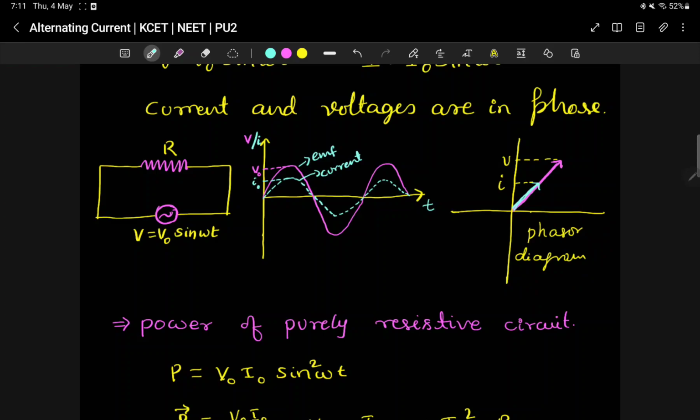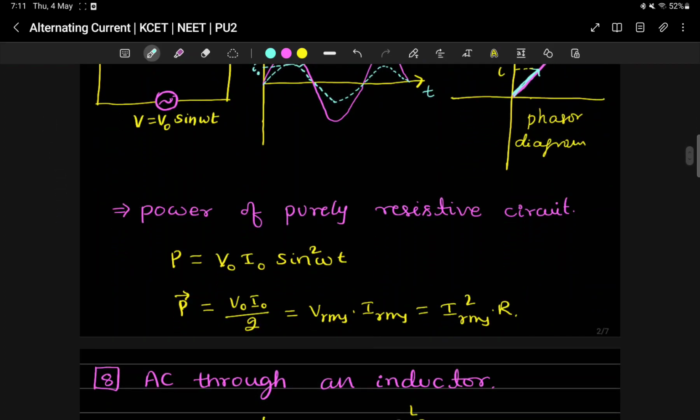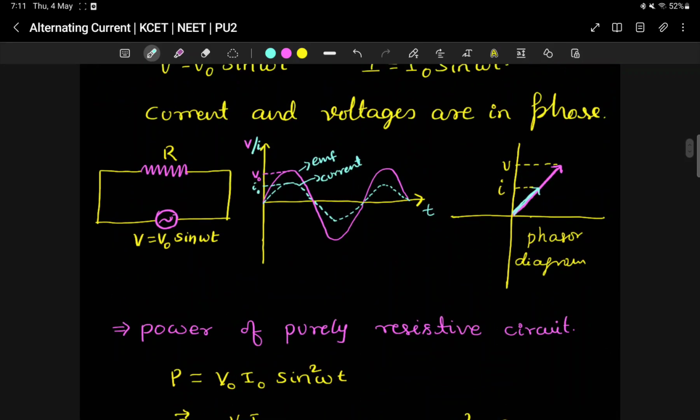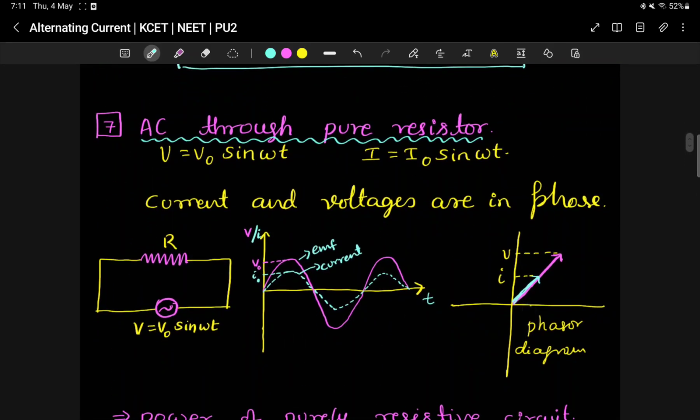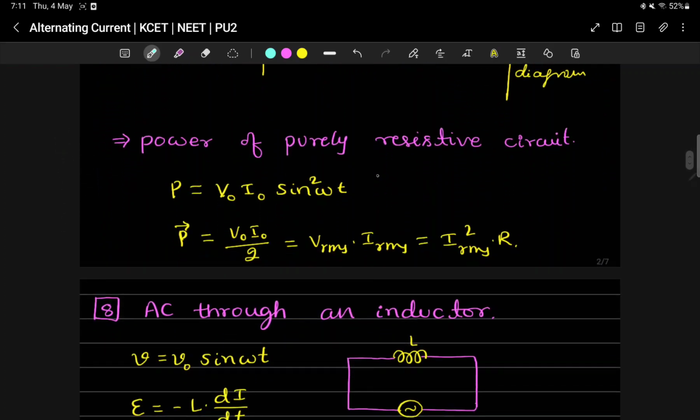For board examination it was very important for you to draw these diagrams, but from these chapters there were no 5 mark questions given in the examination. There was a 5 mark numerical. So this is all about AC applied to a pure resistor. Then there was a derivation for power of a purely resistive circuit.